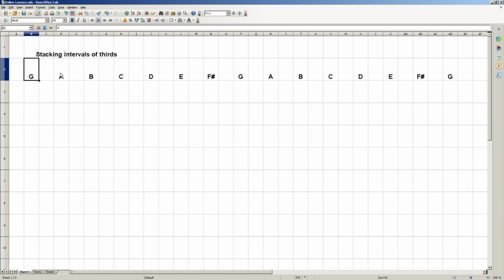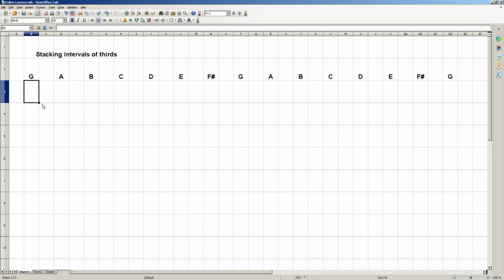And the interval in between G and A is a second, and the interval in between G and B is a third. Okay? So, in other words, what I'm going to do vertically now here, I'm going to play a note, skip 1, play a note, skip 1, play a note, because the interval in between B and D is also a third.